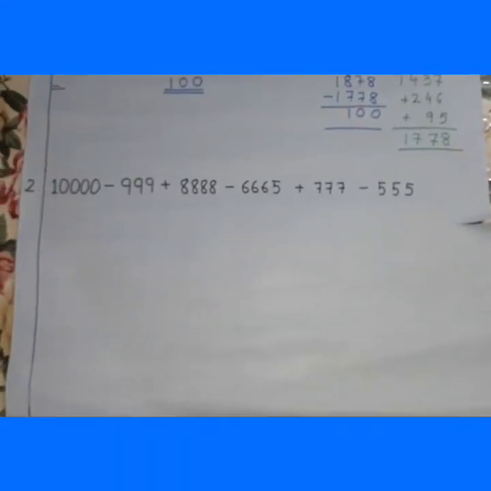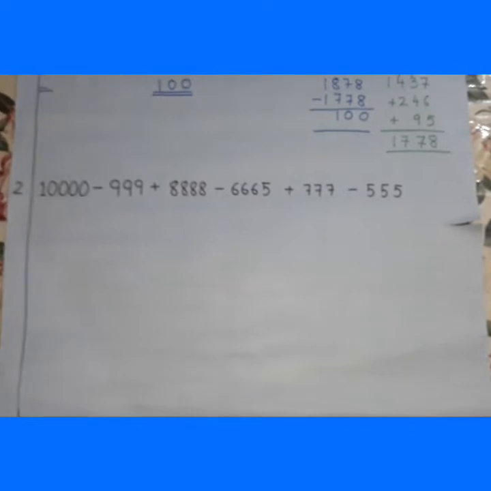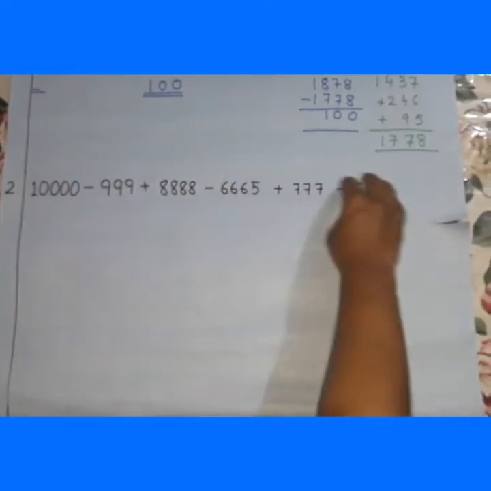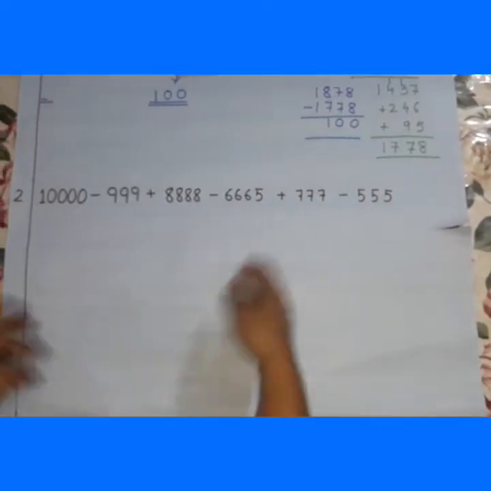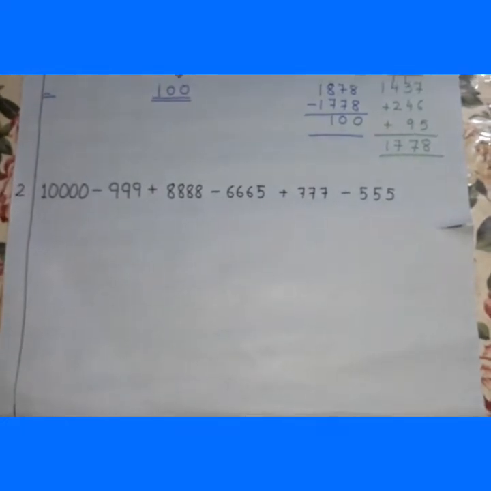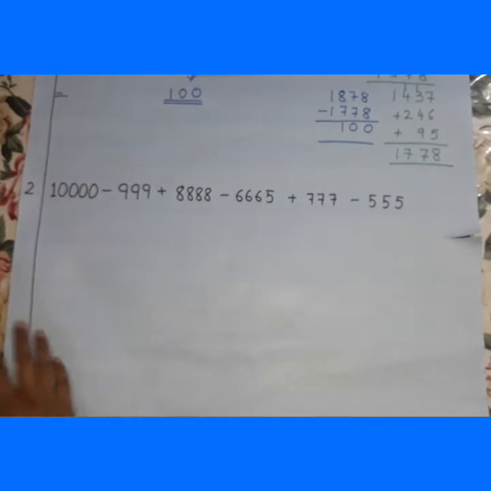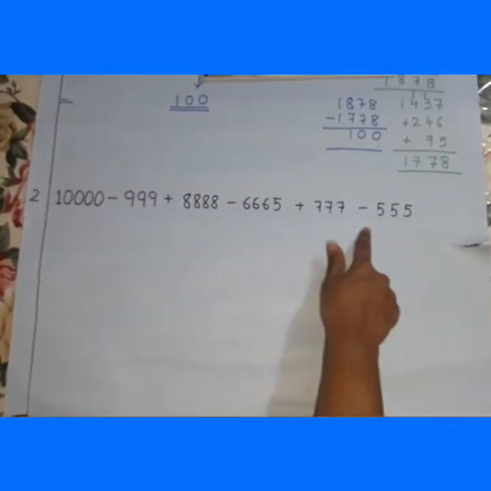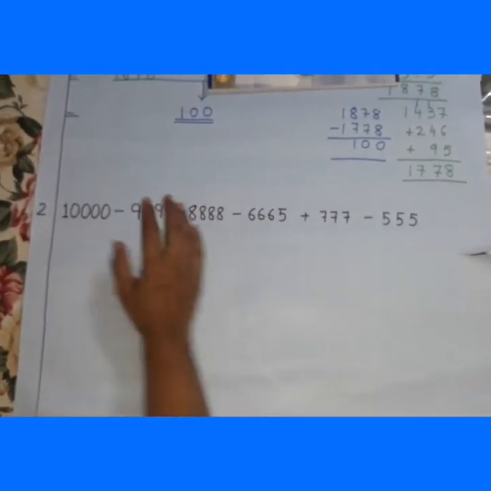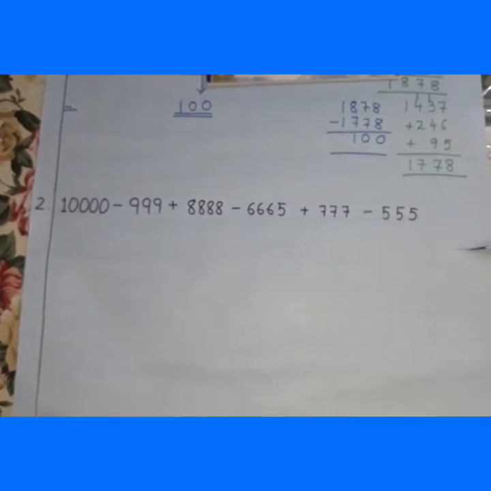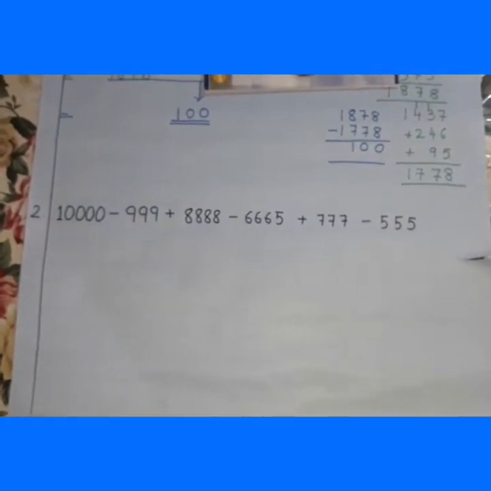Alright, children, let's take up the second example. You will notice such a big question with plus and minus coming up so many times. But it's very simple. We just follow our steps. So what was the first step? Rearrange, keeping all the plus numbers together and all the minus numbers together. So let's start first with the plus numbers.